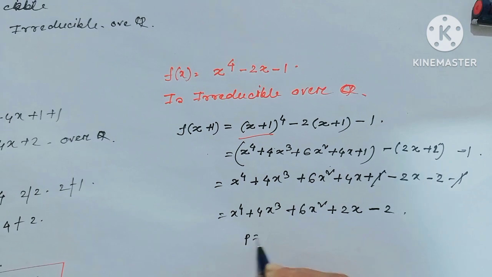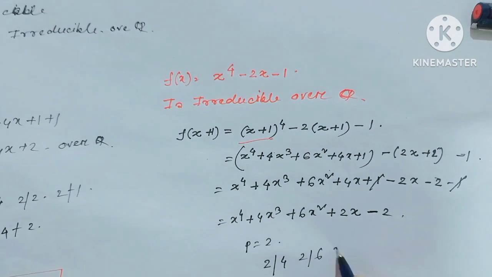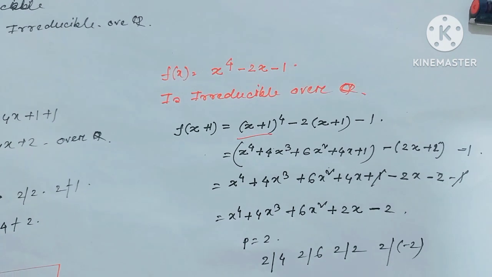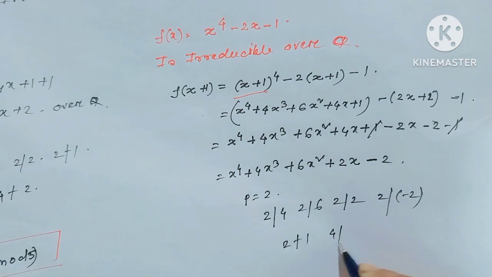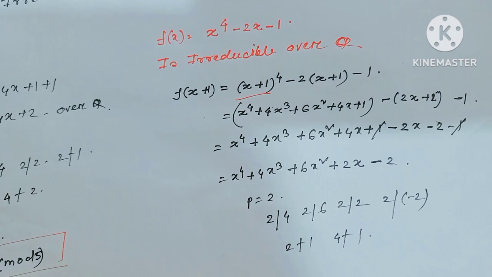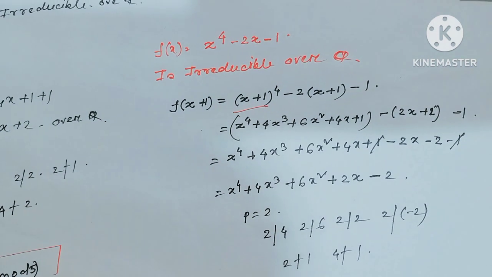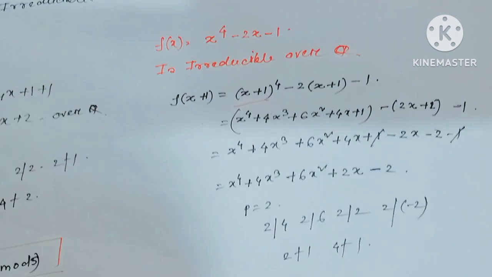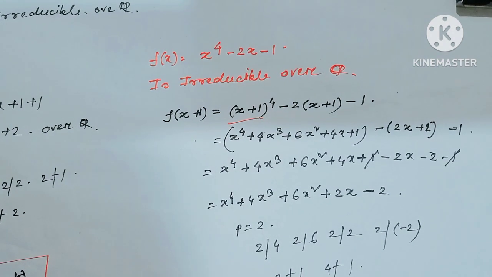Here consider p equal to 2. Notice 2 divides 4, 2 divides 6, 2 divides 2, 2 divides minus 2, but 2 does not divide 1. Also 4 does not divide 1. So by Eisenstein criteria, f(x plus 1) is irreducible over Q. And since f(x plus 1) is irreducible over Q, that implies f(x) is irreducible over Q. I hope all my viewers have understood it.